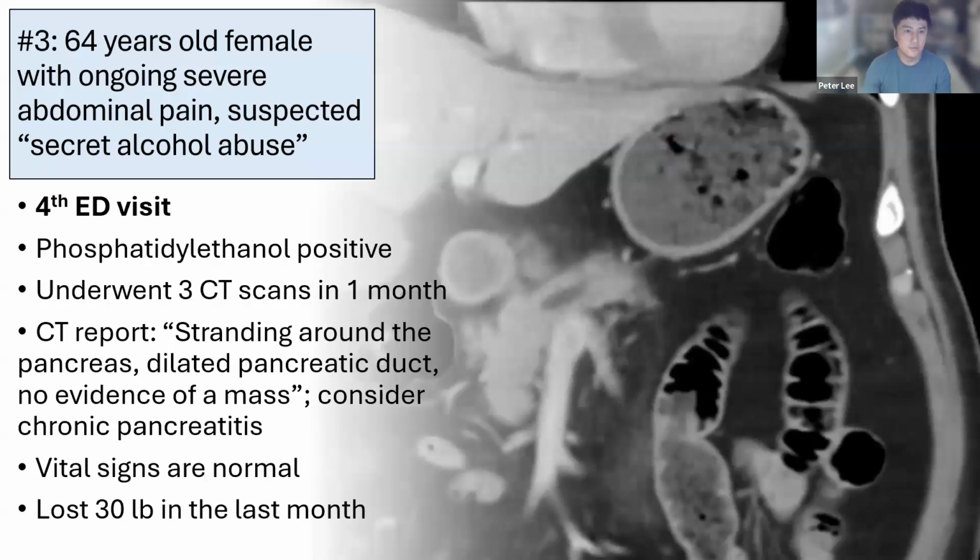Moving on, 64-year-old female with ongoing severe abdominal pain, suspected secret alcohol abuse, forced ER visit. Her PEth, which is a biomarker to look at 2 to 3 weeks back alcohol exposure, was positive. She underwent 3 CT scans in 1 month, and it shows stranding around the pancreas, dilated pancreatic duct, no evidence of a mass. Consider chronic pancreatitis in light of positive PEth. That's what it says. Vital signs are normal. She lost about 30 pounds in the last month.